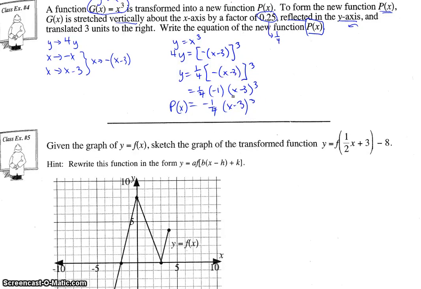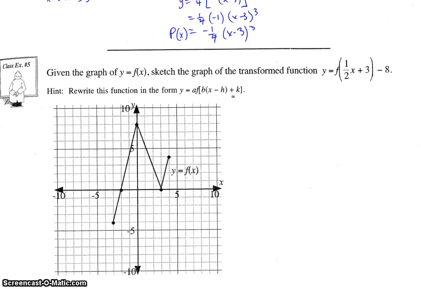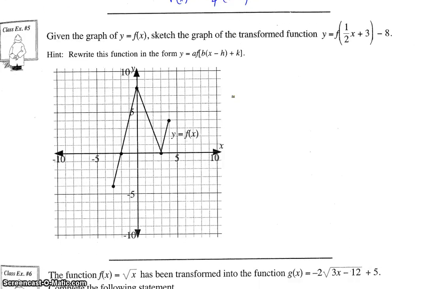All right, example number 5. Given the graph of y equals f of x, sketch the graph of the transformed function y equals f at 1/2. Now they give you a hint here. Rewrite this function in the form. Okay, so what are they getting at?